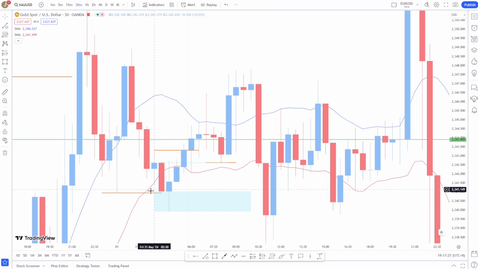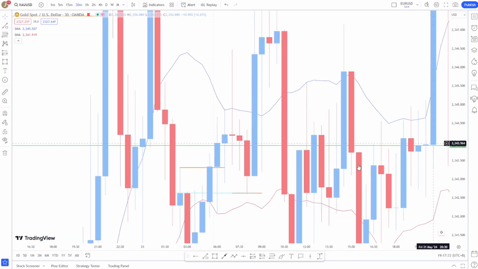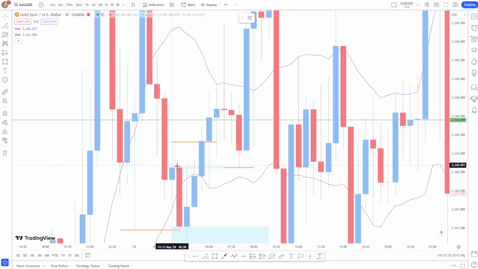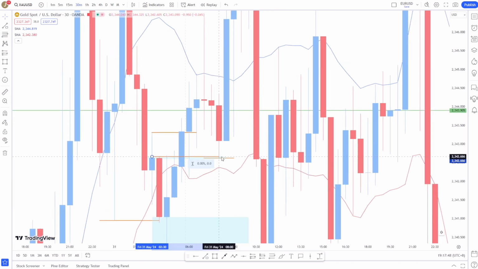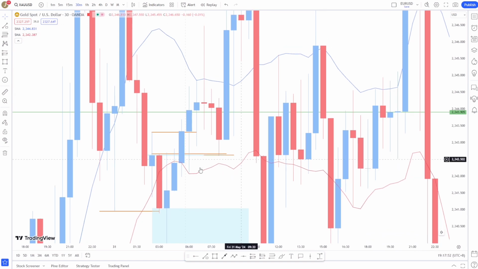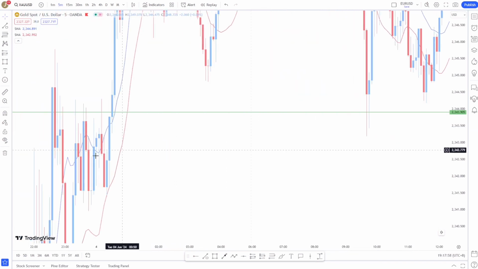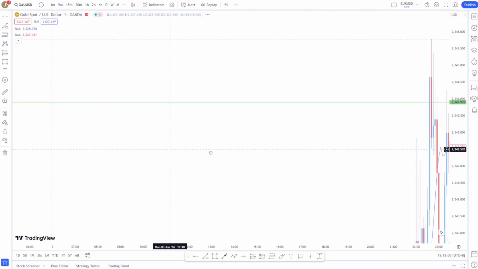For the support, what I'll do is draw from the candle closure all the way to the wick. But for the resistance, I want to take the wick of the bearish candle up to the candle close. So this will be my area of interest on the 30-minute time frame for potential trade opportunities. Then I'll drop down to the 5-minute and wait for a 5-minute reaction.